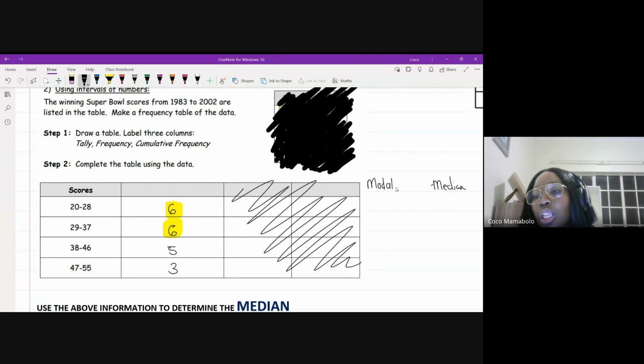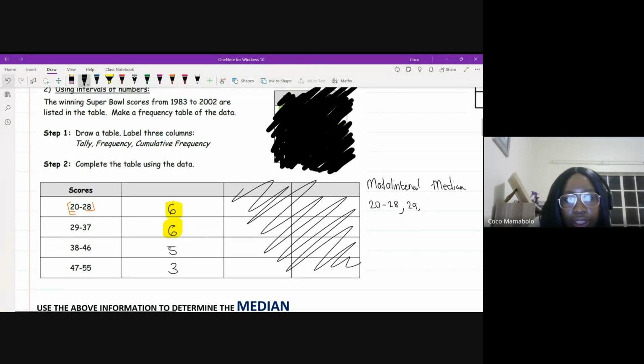The modal interval. An interval is basically from one value to another, everything in between two values. So if I were to ask you, what is the modal interval in this data set? You would say 20 to 28 and 29 to 37. That is our modal interval. All right, thumbs up. Are we all okay with this idea?